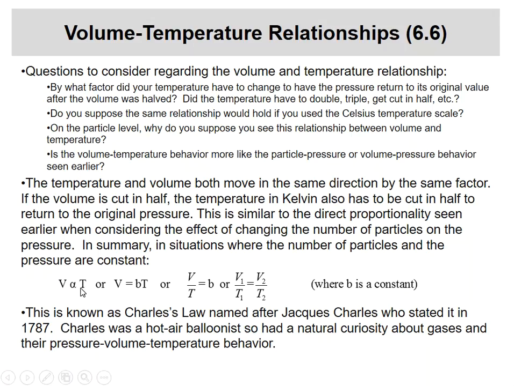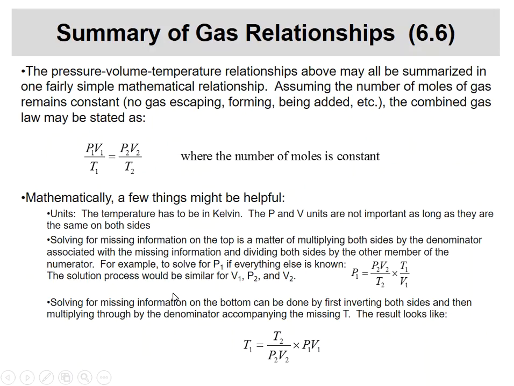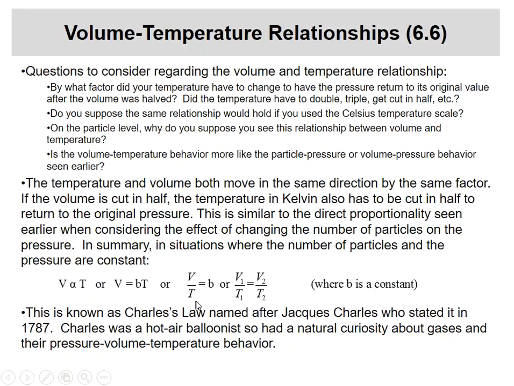That's another one of these direct relationships, like pressure and number of particles. V is proportional to T, or you say V is equal to some constant times T, or if you rearrange it, V over T is equal to some constant. Again, similar to Boyle's law, you can come up with this. And this is an example we call Charles' law.